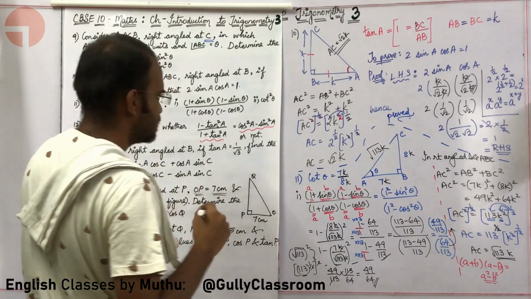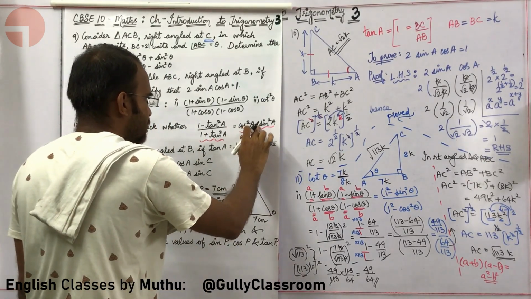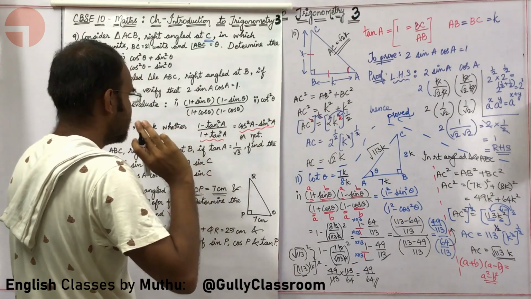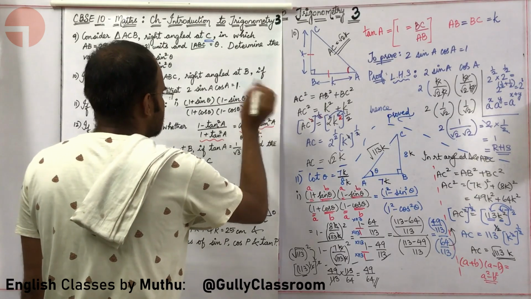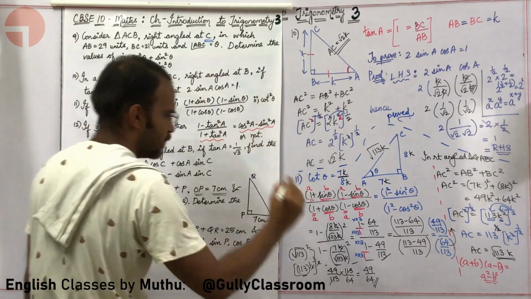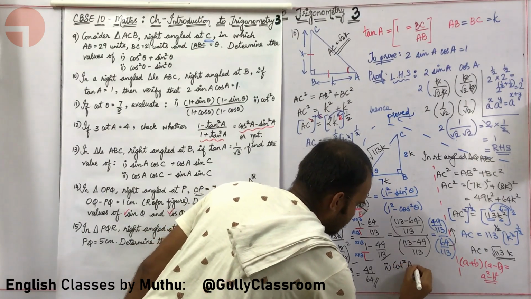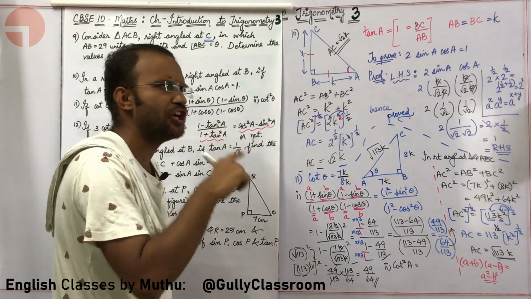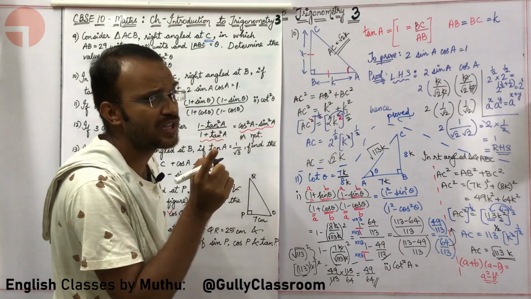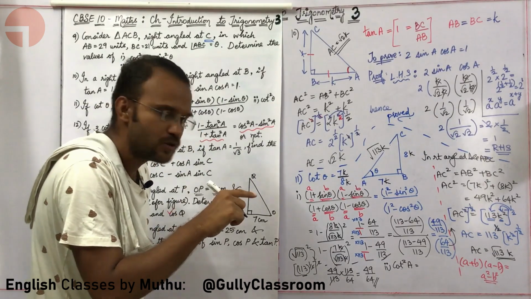Fine. What is the next term that you need to find? The next term that you need to find is cos square A minus sin square A, which is simply cot square A. The second term is nothing but cot square A. What is cot square A? What is cot A? Cot means adjacent side by opposite side.